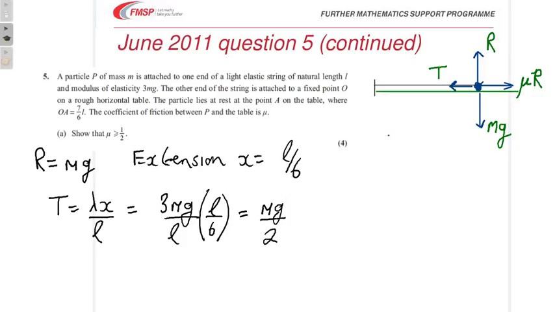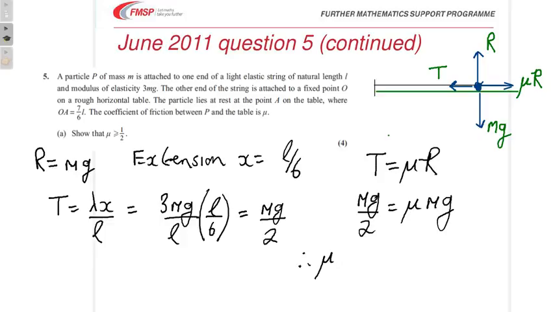Okay, I think you can see where we're going with this. So if the tension is equal to mu R, then mg over 2 equals mu mg, which gives us mu would have to be a half. So mu equals a half would be required for this to be in limiting equilibrium, on the point of slipping. So for it to be safe, effectively, mu has to be greater than or equal to half for equilibrium to be possible. And 4 marks for that.